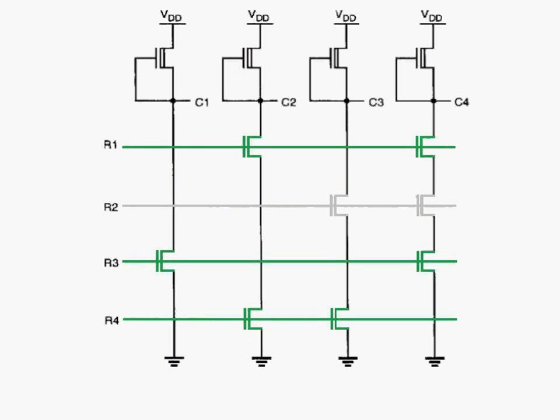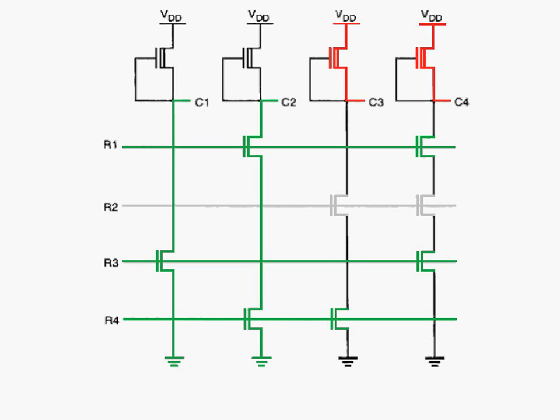Row 2 input is low, and row 1, 3, and 4 inputs are high. When the row 2 input is low, the NMOS transistor corresponding to row 2 in column 3 and 4 will be turned off. Therefore column 3 and column 4 outputs will be tied to VDD.